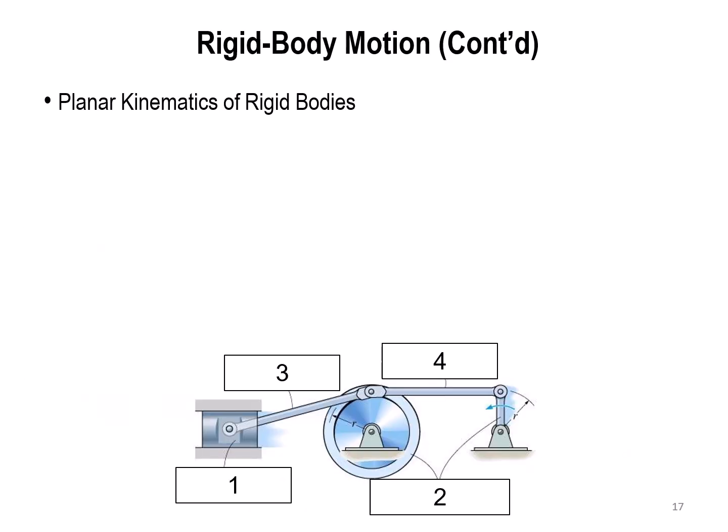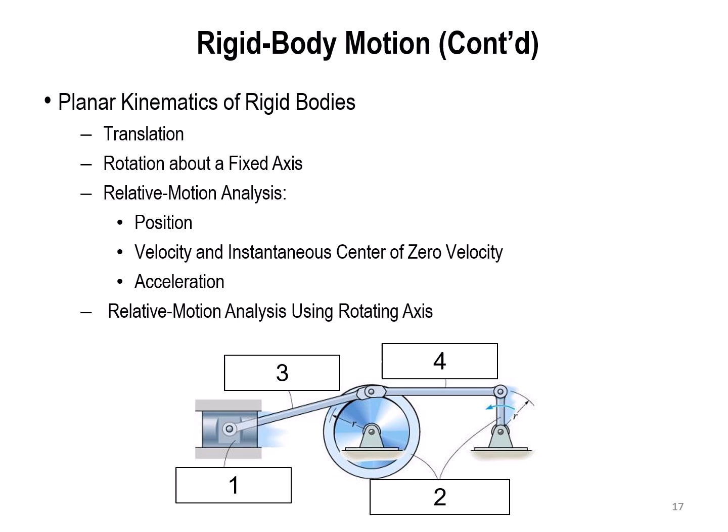So the planar kinematics of the rigid bodies can be a translation, a rotation about a fixed axis, or relative motion analysis, like the analysis for the position, for the velocity, and the instantaneous center of zero velocity, and for the acceleration. Also, the planar kinematics of the rigid bodies can involve relative motion analysis using rotating axes.